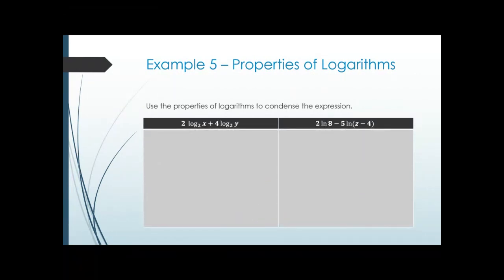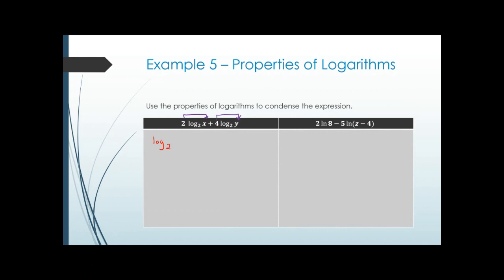Okay, so now these are my last two examples. Now we have something that's expanded, and now we're going to compress it. So now we're going to make it smaller. We're condensing it. So we're kind of reversing what we just did. So I have 2 times log base 2 of x plus 4 times log base 2 of y. When you're condensing, the first thing you do is take those numbers in front and turn them into exponents. So we're reversing everything that we've done previously.